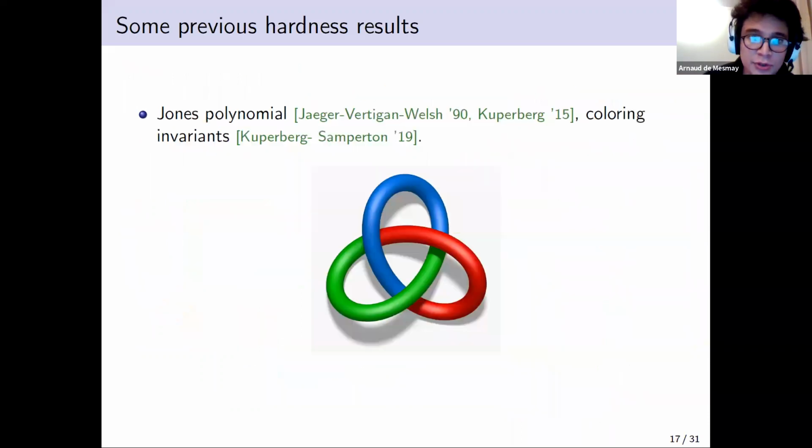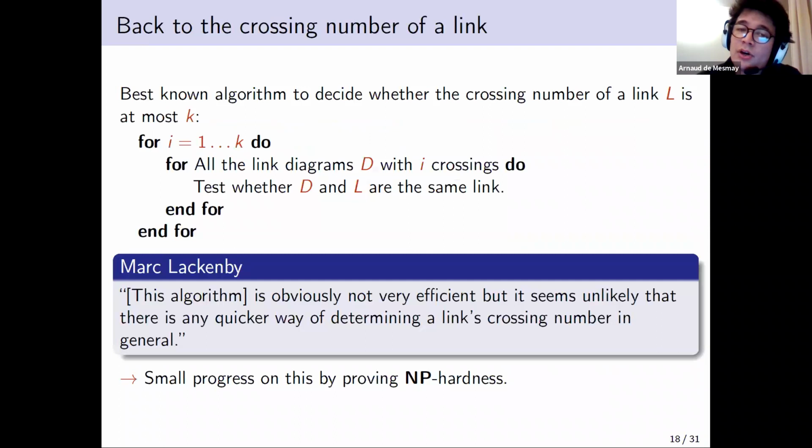And I should also say that some other invariants are known to be NP-hard, but I won't delve on that because they're not that elementary. Even defining them is not that easy if you're not used to knot theory. So that's just for the experts. So Jones polynomials and coloring invariants are also known to be NP-hard. So let's go back to the crossing number.